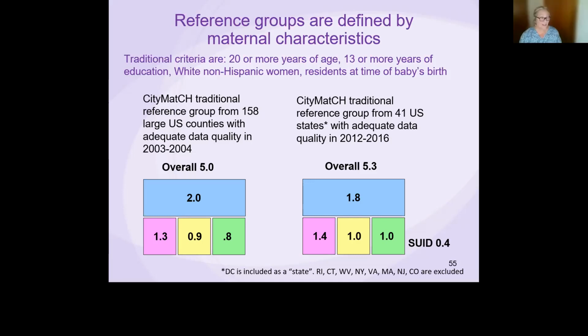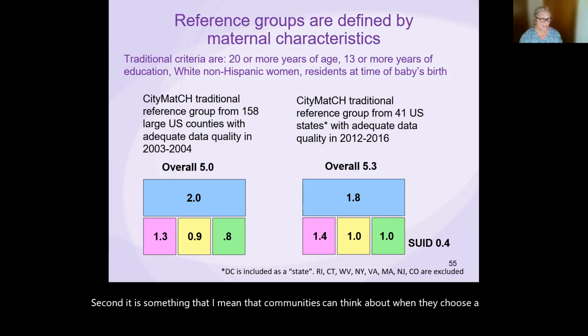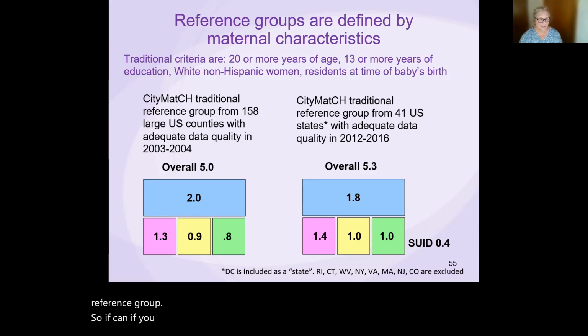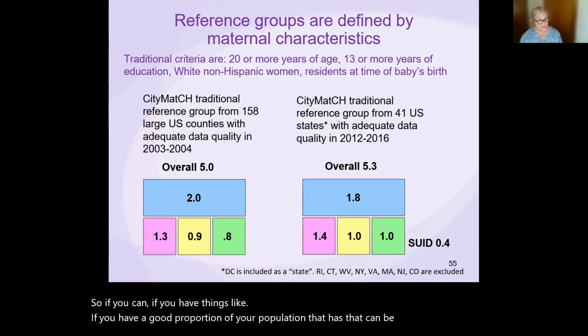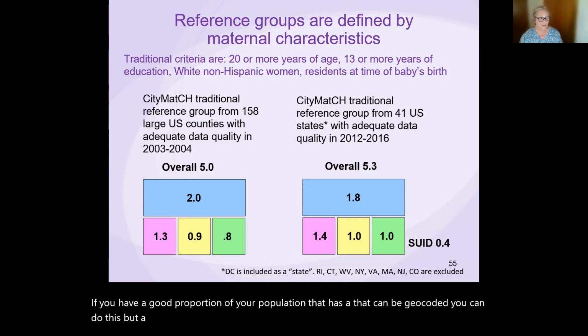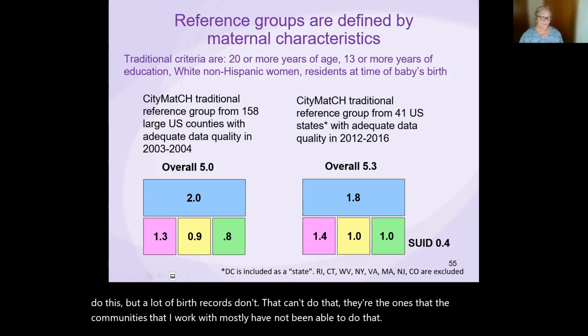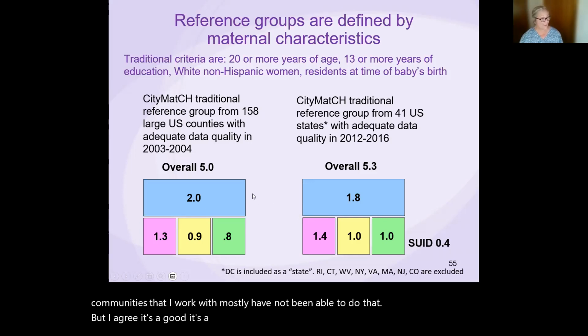It is something that communities can think about when they choose a reference group. If you have a good proportion of your population that can be geocoded, you can do this. But a lot of birth records can't do that. The communities that I work with mostly have not been able to do that. But I agree, it's a good idea. I'm not quite sure how to fix it.